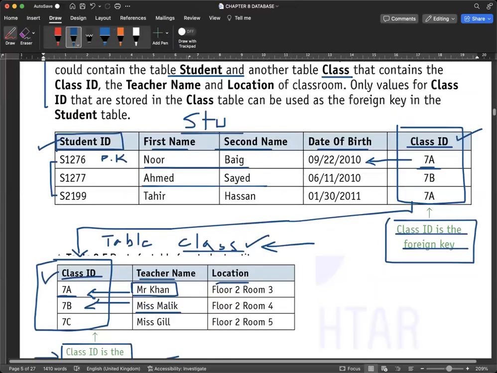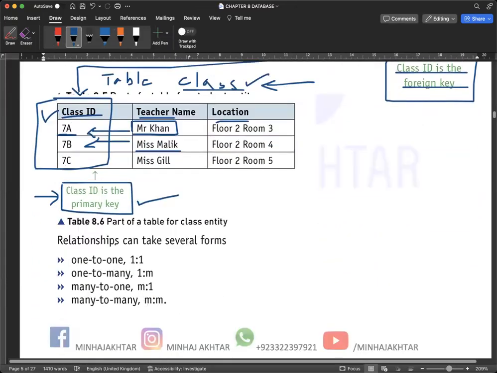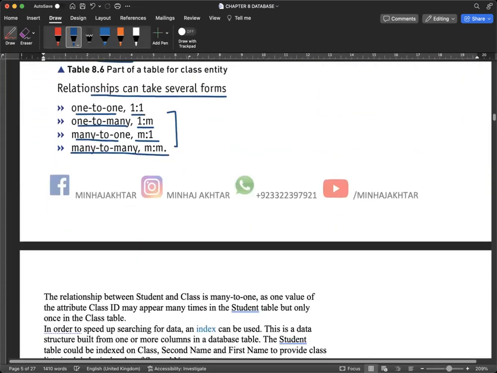This is called a relational database. Now, relationships can take several forms. It means there is a one-to-one relationship between one table and one table, and a one-to-many relationship. It means that you have a single table and that one table is connected with 2, 3, 4 tables. And then vice versa, many-to-one. It means 3 to 4 tables are connected with one table. That's called many-to-one. And many-to-many. So there are several types of relationships.